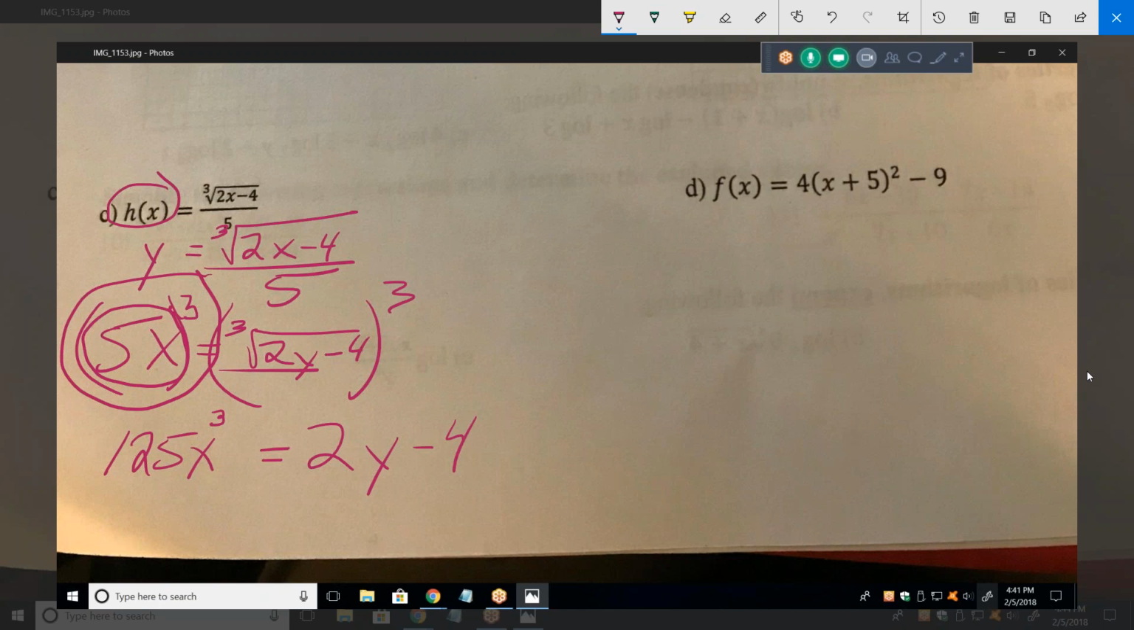Okay, now keep going. Then you add 4. And then divide by 2. And finally, you got to call that not y, but what? h inverse x. Yes. So those are really the 4 steps you want to do on every one of these problems. Or 5 steps, whatever that was.